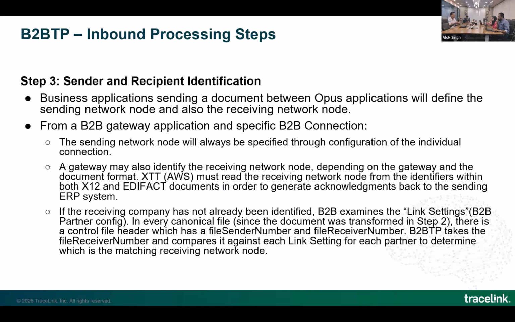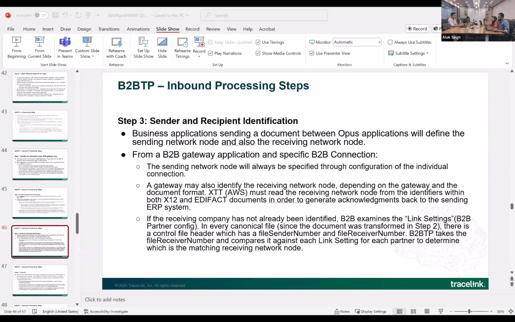Now B2B has to identify the receiver. There is no way so far that B2B knows. So what is your sender and receiver? Your sender and receiver were these, right? B2B did not look into this thing, 07 and your GLN value for sender. What it did is it said you send this document on this SFTP connection, and this SFTP connection is associated with this network node ID here.